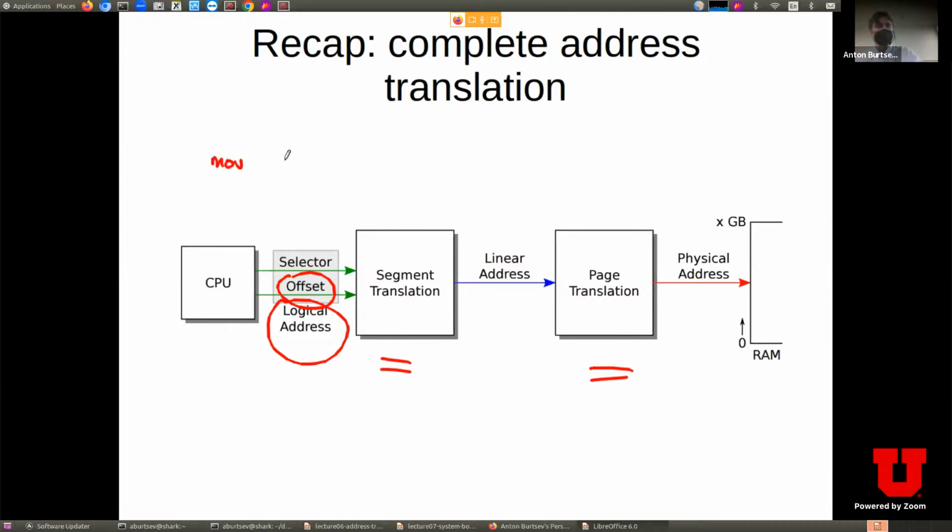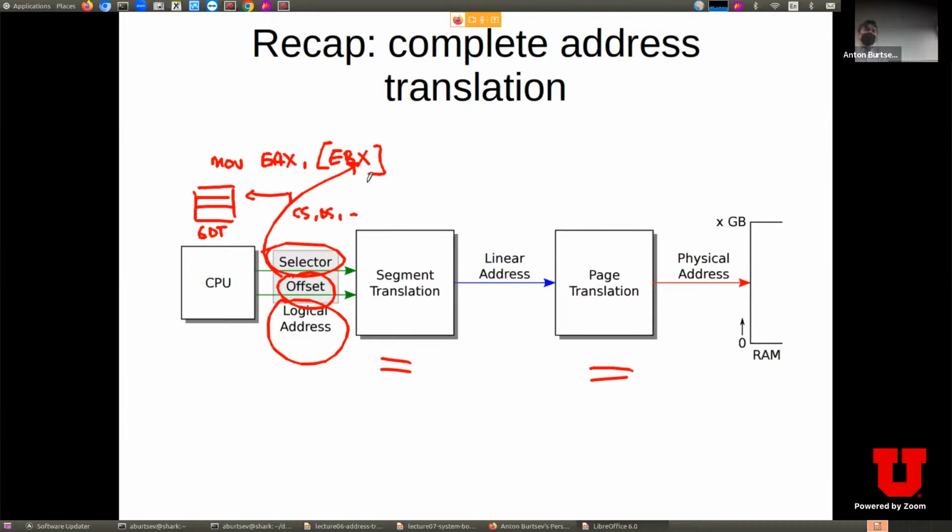So if you have something like move into EAX from memory pointed to by EBX, the offset is this number, which is stored inside the EBX register, right? So this is an offset within a segment. Remember, this is still segmentation. And where is the selector? In a segment register, right? There is a set of registers, CS, DS, FS, SS, doesn't matter. This is essentially a number which points to the table called the global descriptor table, and chooses an entry, and this entry will have a base and a limit for the segment, right? And this base is added to the EBX register, right?